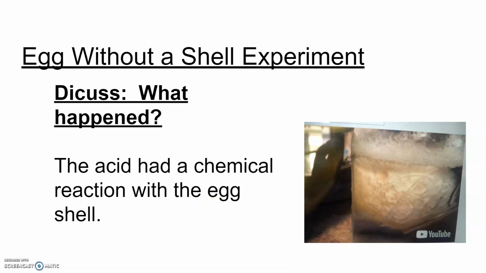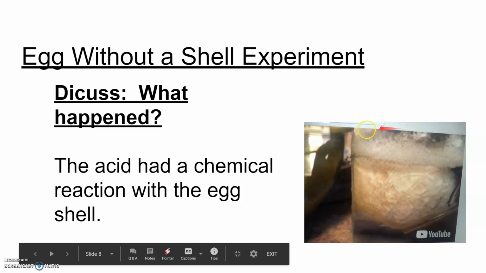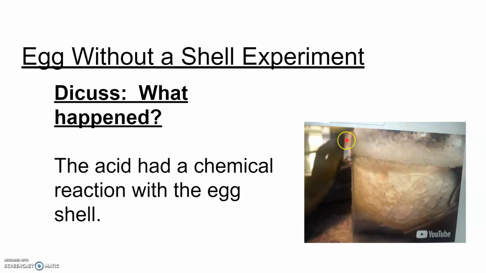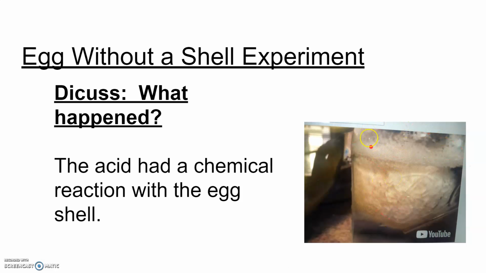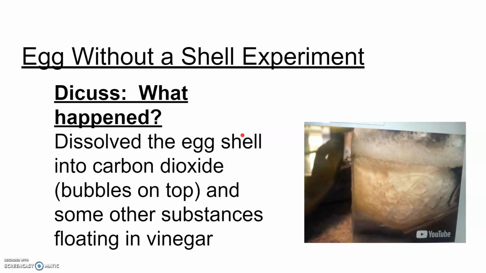And a few people who were answering the questions on this experiment said the eggshell didn't disappear. It just dissolved into the liquid. And if you look here on the top of the liquid, you see this foamy stuff here. You see bubbles inside the liquid, so we know it gave off a carbon dioxide gas or another type of gas, and then it also had some sort of white substance that was floating on top. So we know that the shell didn't just disappear, some part of it went up into the air, the other parts were floating in the liquid. So, it dissolved the eggshell into carbon dioxide and some other substances floating in the vinegar.